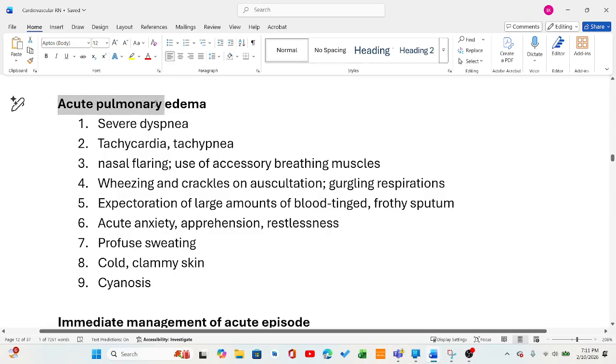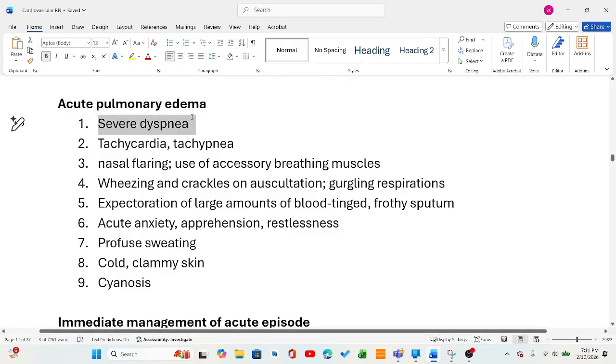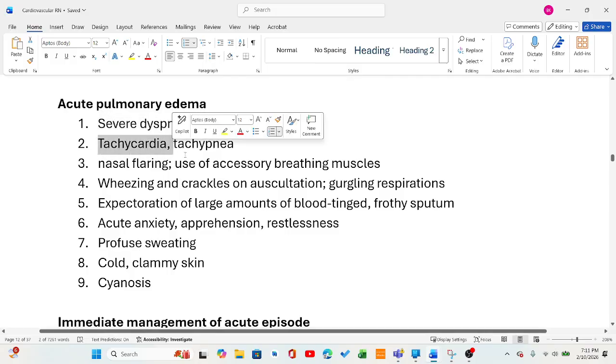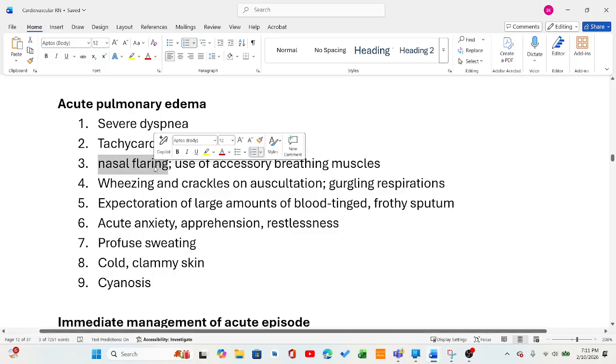So let's talk about acute pulmonary edema. With pulmonary edema, because we have the heart failure and fluid is now built up in the lungs, the patient will be having dyspnea, difficulty breathing, and tachycardia. There will be an increased heart rate, and in tachypnea, there will be an increase in the respiratory rate. And then the person will be having nasal flaring. Remember, this time the congestion is in the lungs or the respiratory system. So they will have nasal flaring, and then also the use of the accessory muscles.